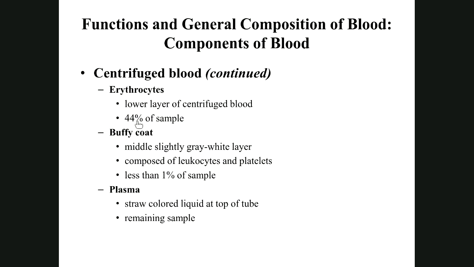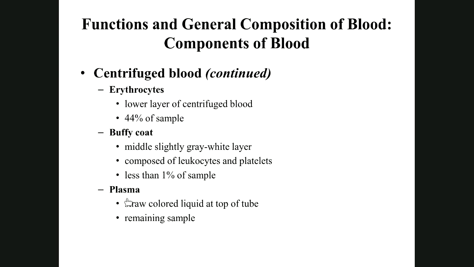Now, the middle layer is really hard to see because it's less than 1% of the sample. This middle layer is called the buffy coat, and the buffy coat is kind of whitish gray. Okay, this is where the other two formed elements hang out. The whites and the platelets are in the buffy coat. So many times it's really hard to see that buffy coat. It's almost just like an extra little layer that floats there, and you don't really see it that easily unless you agitate it a little bit. And then on top, we're going to have more of the straw-colored liquid. And that straw-colored liquid is the plasma.